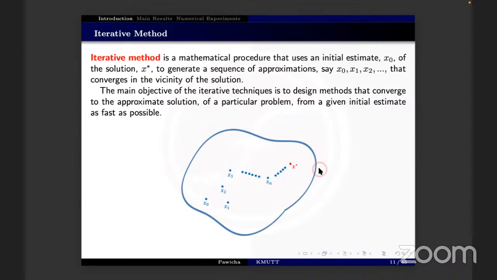So what is an iterative method? An iterative method is a mathematical procedure in which you start with an initial point, here x0, and then estimate the next iterate, say x1. The sequence is generated like this, and you get x2, x3, x4, up to xn, until it converges to the estimated solution x star.